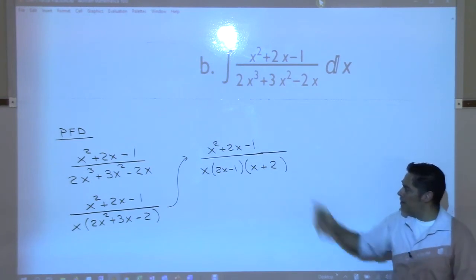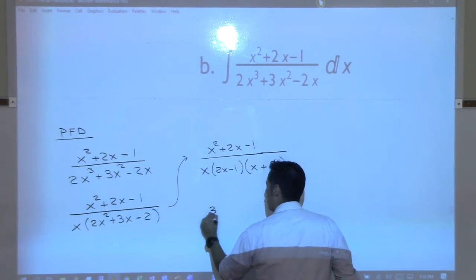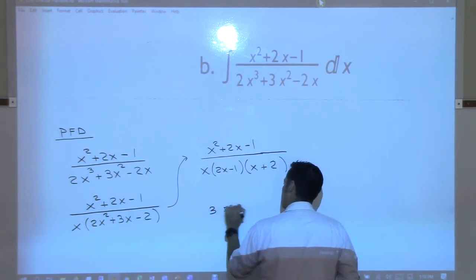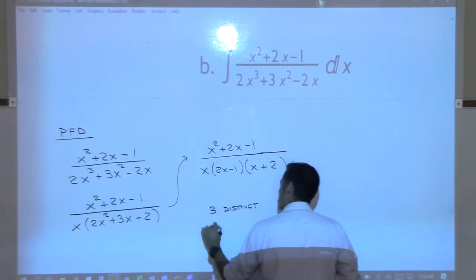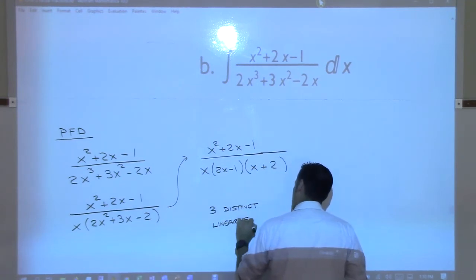So what we have here are three distinct linear factors. What do I mean by distinct?